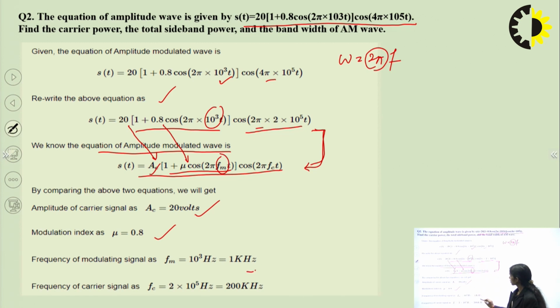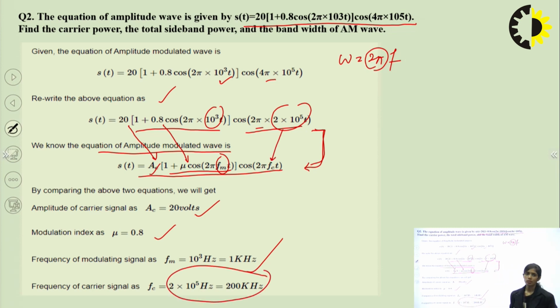So FM is coming out to be 1 kilohertz, and by comparing these two, FC is coming out to be 200 kilohertz. So this is one part of the analysis. In that we compared the given equation with the standard equation, and we obtained the given parameters. Now after this, again we have the same type of calculations which we had done with the earlier question.